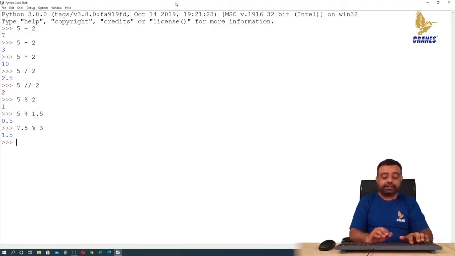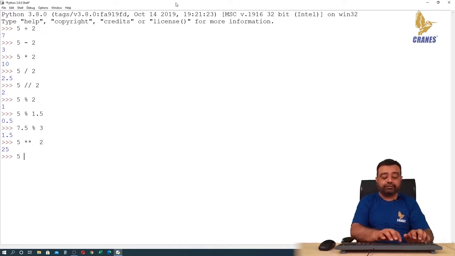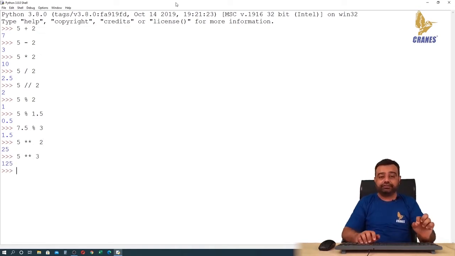The next operator is the double star operator, which is exponentiation. So 5 to the power of 2 is 5 squared, which is 25. 5 to the power of 3 is 125. That's about the various arithmetic operators provided by the Python language.